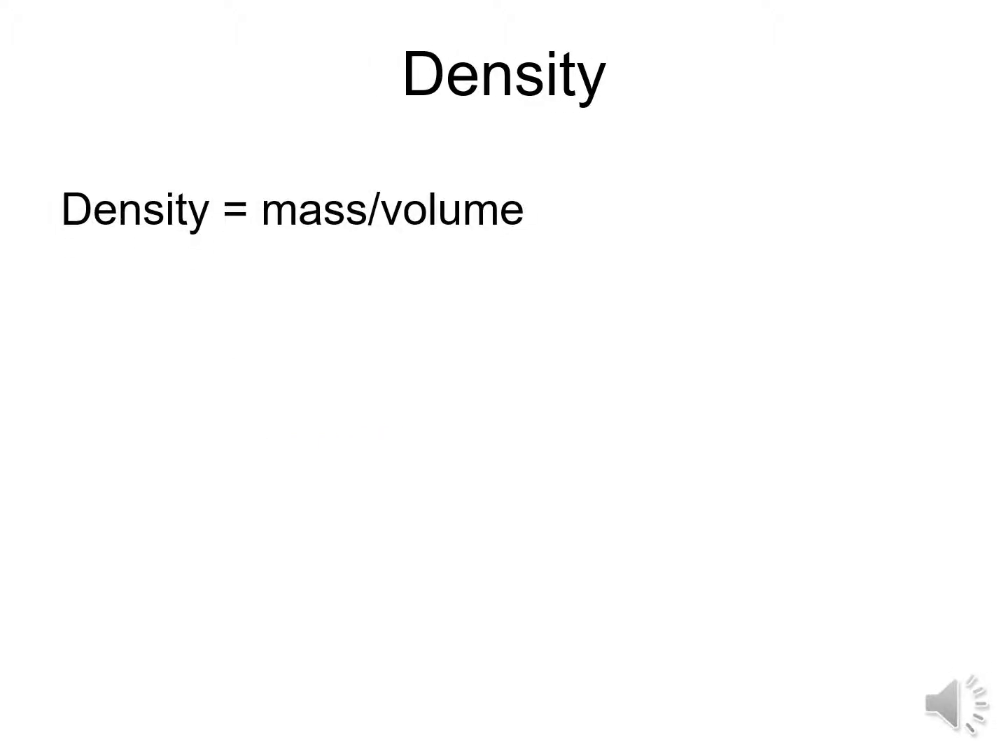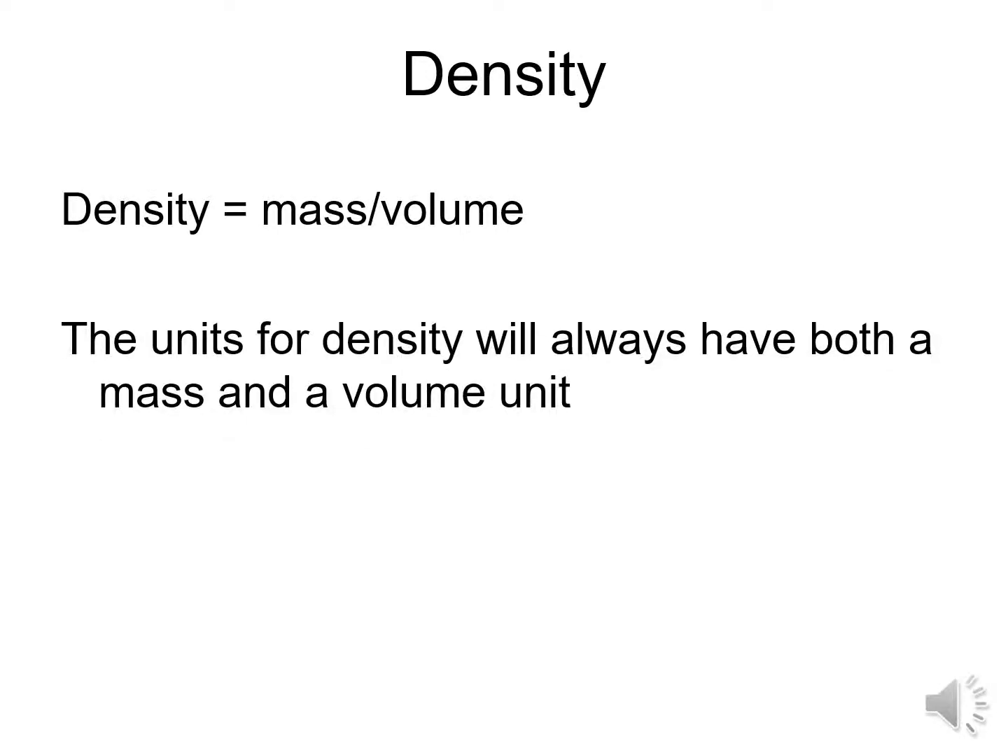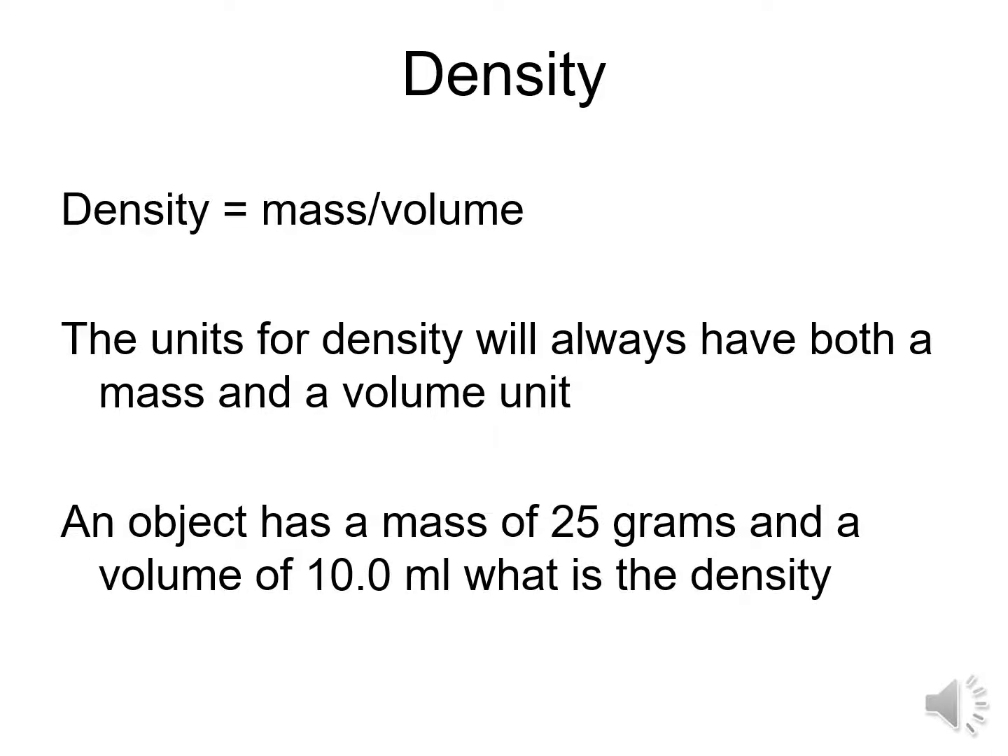Another kind of problem you might be involved in would be a problem using density. Density is mass over volume. The units for density are going to have both a mass unit on the top and a volume unit on the bottom. For example, if an object has a mass of 25 grams and a volume of 10 milliliters, what's its density? Well, 25 grams is mass, 10 milliliters is the volume, so 25 over 10 is 2.5 grams per milliliter. Notice we have 2 sig figs instead of 3 because 25 has 2 sig figs and 10 has 3.